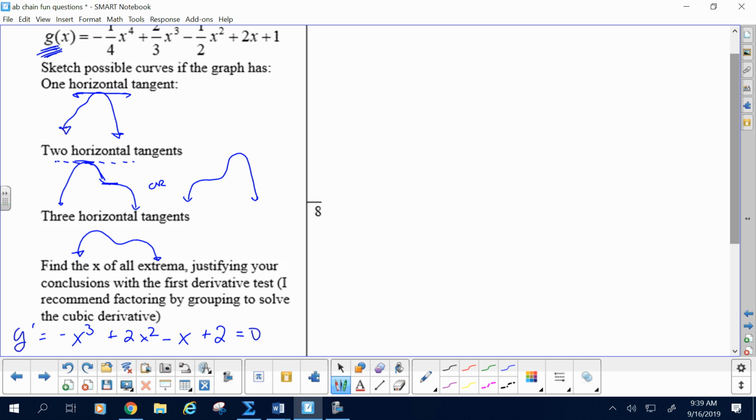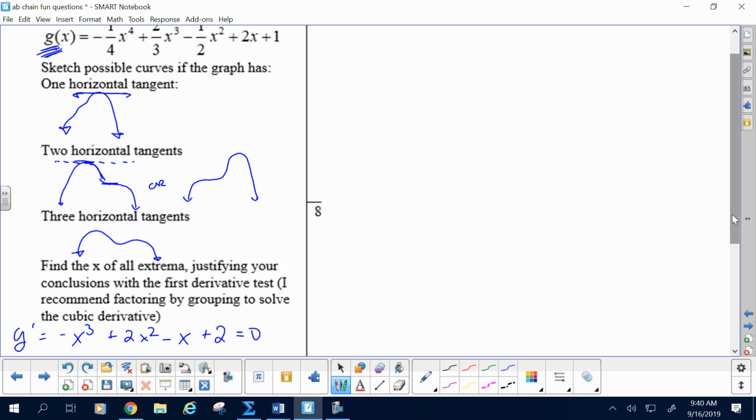Is it possible that this derivative cube has no real solutions? Is it possible to get a cube with no real solution? No. It is not possible. Every cube or odd power has at least one real solution. Is it possible to get a cube with one real solution and two imaginary? Yeah, which of the graphs would that indicate? First one, second one, or third one has one real 0. First one. The first one.